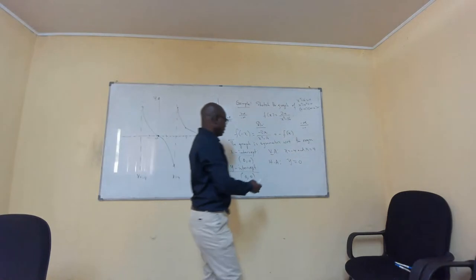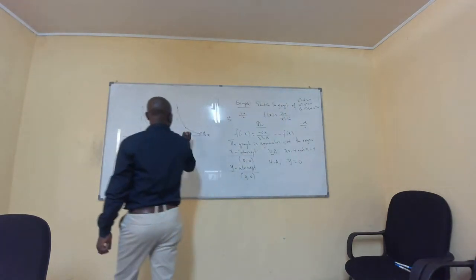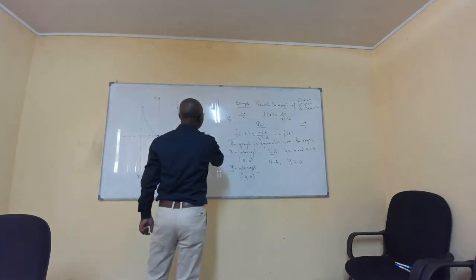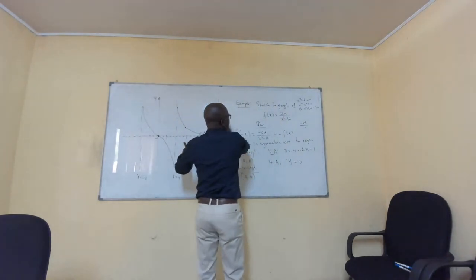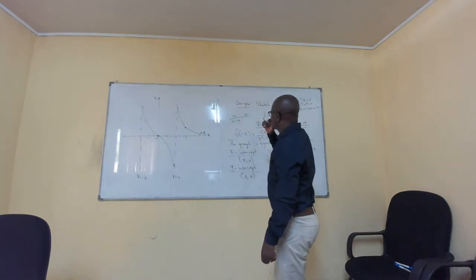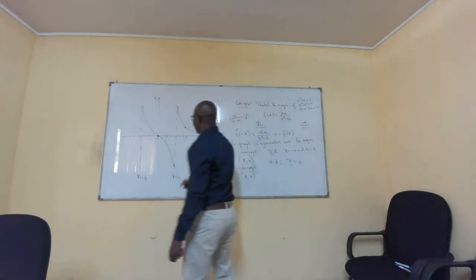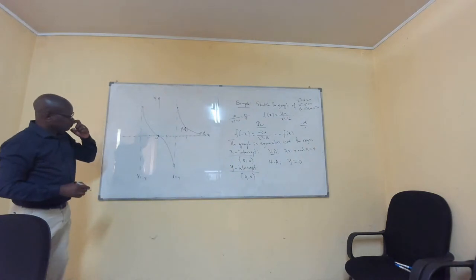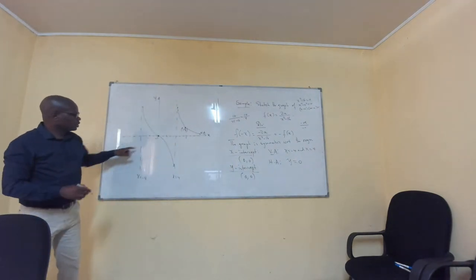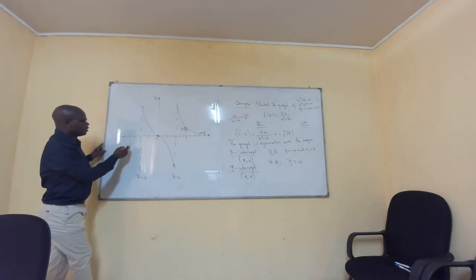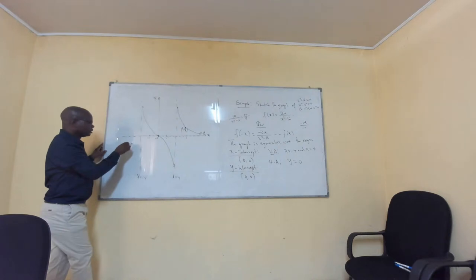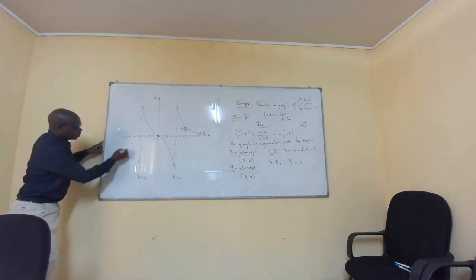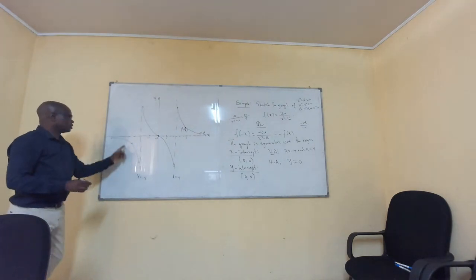Now we can use the fact that it is symmetrical with respect to the origin. At this point, you can even work it out. When you have 5, it will be 10 over 25 minus 16, which is 10 over 9. So if you have the point 5 comma 10 over 9, you must have the corresponding point, because it is symmetrical with respect to the origin. You must have a point on this side, minus 5 comma negative 10 over 9. This is going to approach this vertical asymptote, and it will approach this.